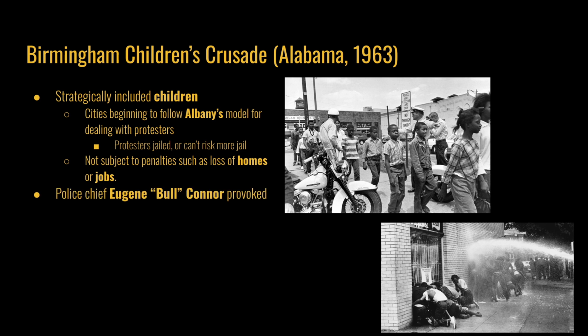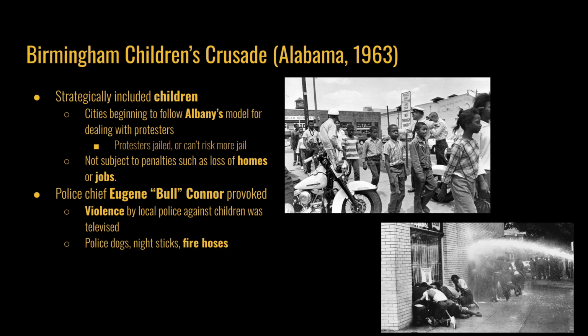Connor unleashed brutal tactics against the young demonstrators, including setting police dogs on them, beating them with nightsticks, and spraying them with high-pressured fire hoses powerful enough to tear the clothes off of their bodies. The Children's Crusade, as it became known, involved over 1,000 children arrested on its first day alone, drawing widespread attention to the movement. These violent images, broadcast on television and published in newspapers, shocked and angered audiences both domestically and internationally. The brutality not only shifted public opinion, but also increased pressure on the federal government to take action.